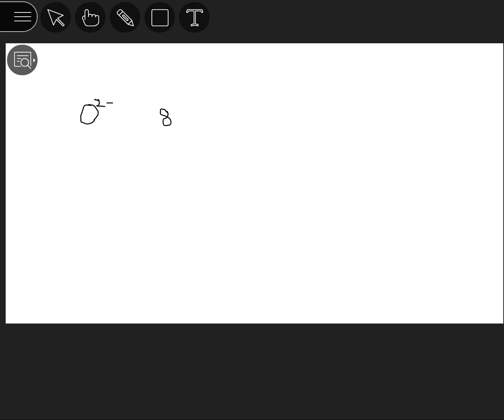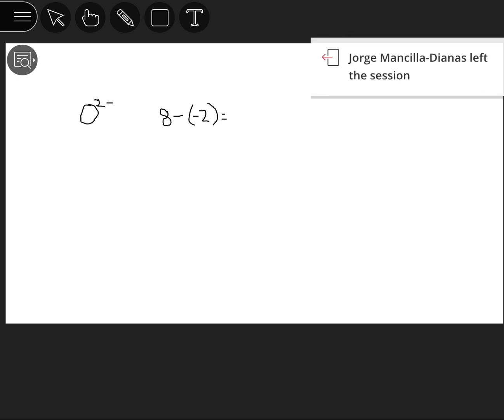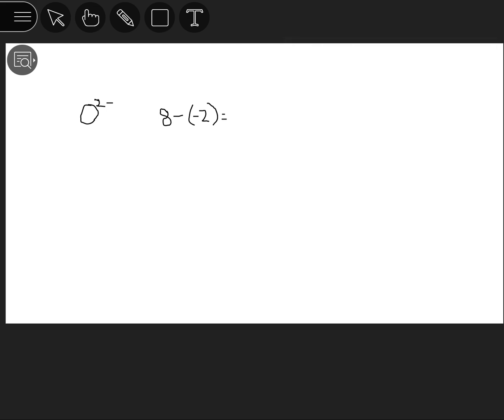So it's 8 protons. To get the number of electrons, it's the protons minus the charge. So the 8 minus, charge is minus 2. And that's 8 minus a minus. Minus minus becomes plus. So that would become 8 plus 2, and that is 10. So it does have 10 electrons.